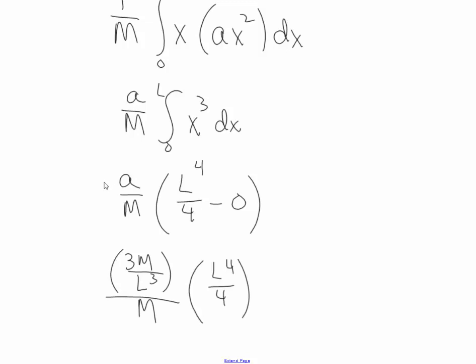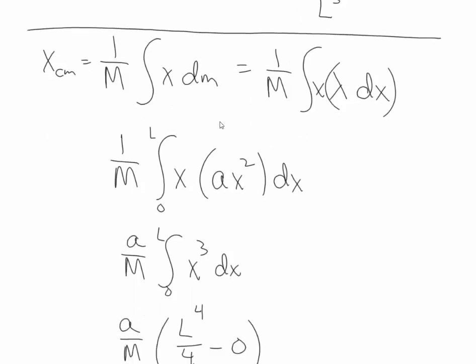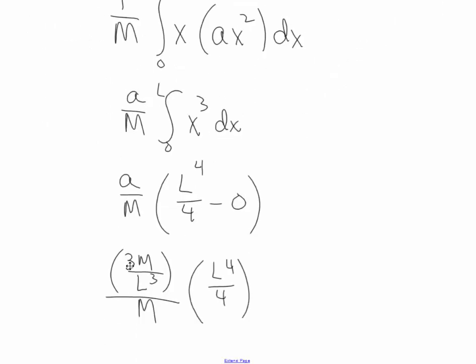And this is why I needed to find a in terms of m, so that I would be able to simplify this. A, we found previously, was 3m over L cubed. So I can substitute that in. It's 3m over L cubed divided by m, that's a over m, times L to the 4th over 4. And so the m's divide out. I have L to the 4th divided by L cubed, which just leaves me L. And so I get for my final answer that the x-coordinate of that center of mass was 3/4 L.